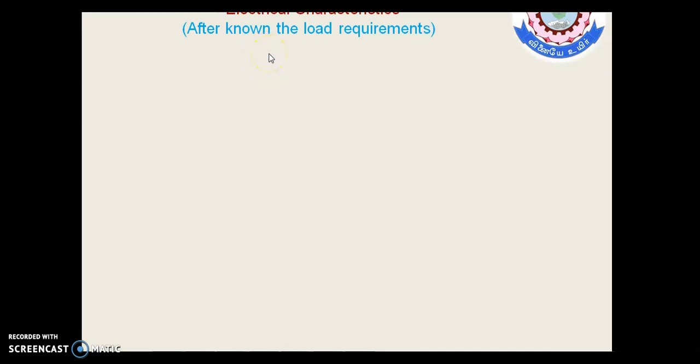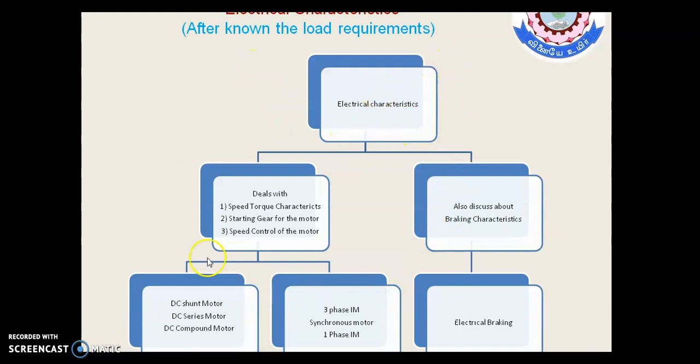If you know the characteristics of the motor, then only you can pick any one of the motors for that. For that you need to go for the characteristics of the electrical motors. When you deal with the electrical characteristics, you need to deal with speed torque characteristics and starting gear. What is the starting gear required for the motor? What are the possible speed control methods available for the motors? And also you need to discuss the braking characteristics. If you familiarize these 4 characteristics for any motor, then you can pick any one among this category.